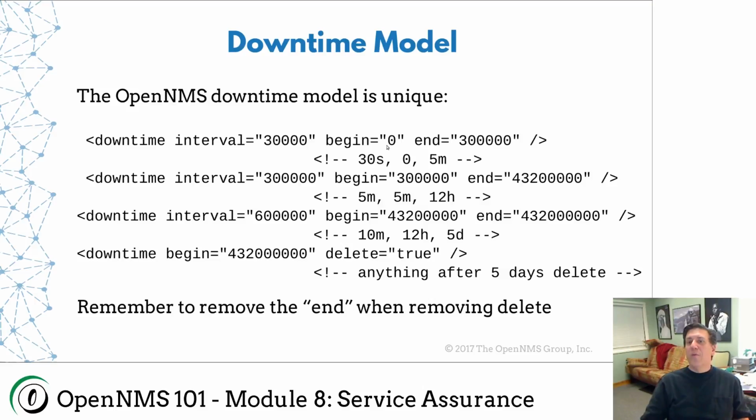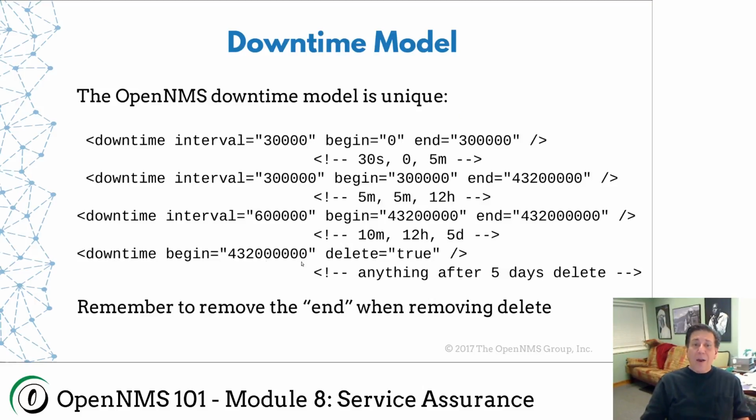So what we do is from 0 to 5 minutes into the outage, we poll every 30 seconds. From 5 minutes to 12 hours, we poll every 5 minutes. From 12 hours to 10 times 12 hours, or 5 days, we poll every 10 minutes. And then we unmanage the service if it's greater than 5 days.